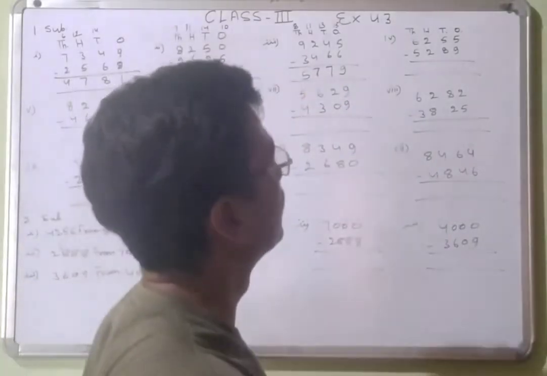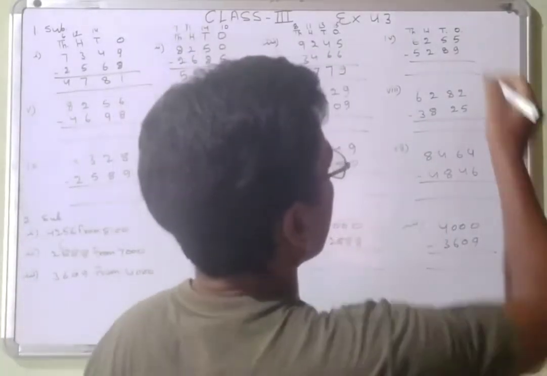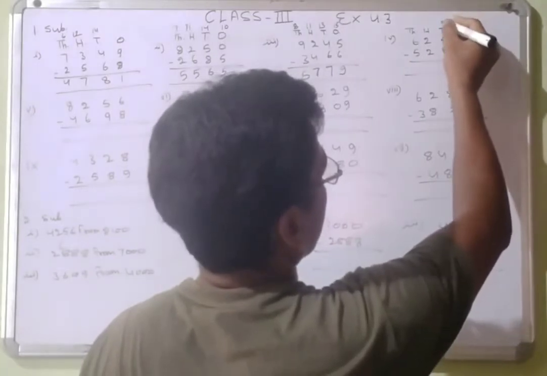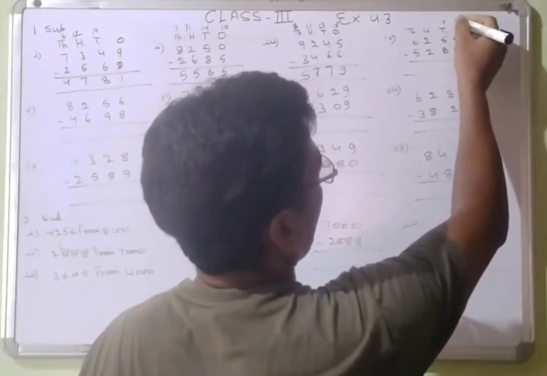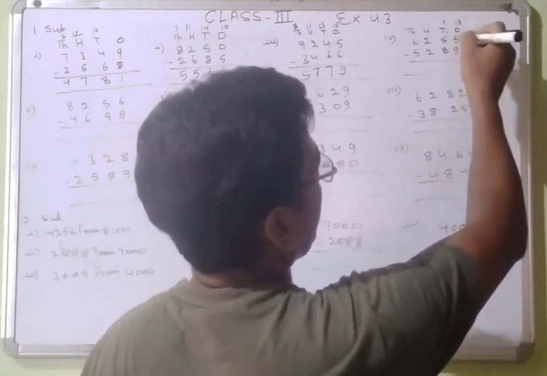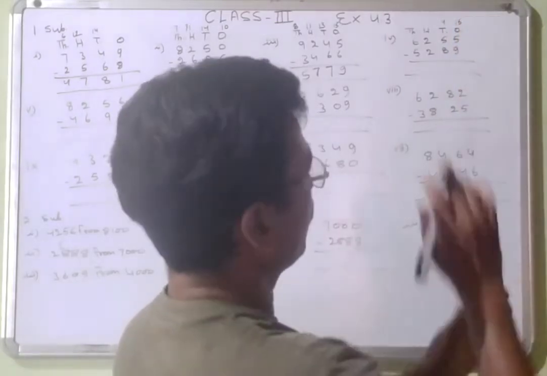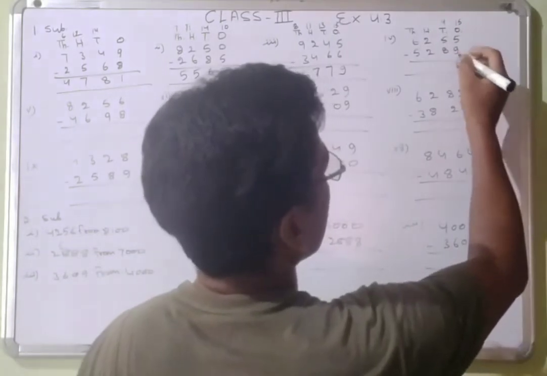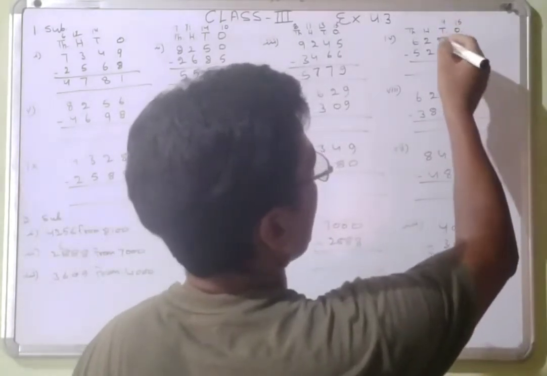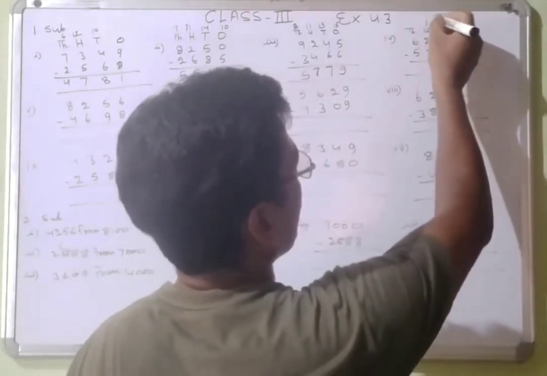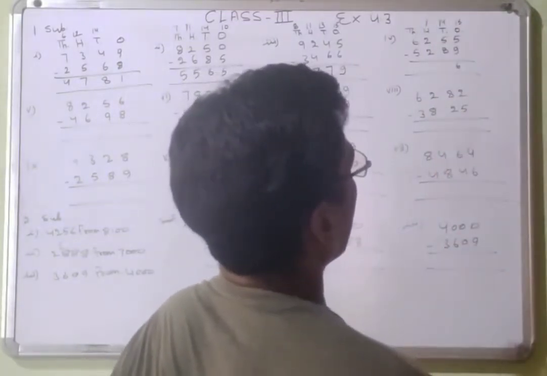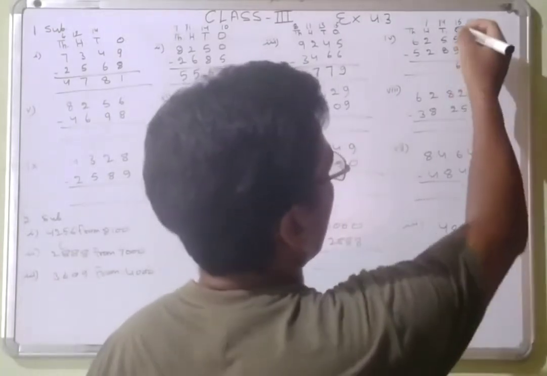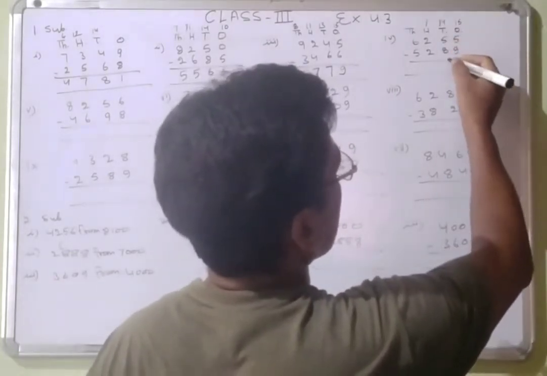Fourth part, 5 less 9, not possible. So this 5 will give the carry of this one. So that will be 4, and this will be 15. 15 less 9. Similarly, you will get 6. Now 4 less 8 is not possible. So 2 will give the carry of 4. That will be 14, and this will be 2. So 14 less 8. Similarly, you will get 6.